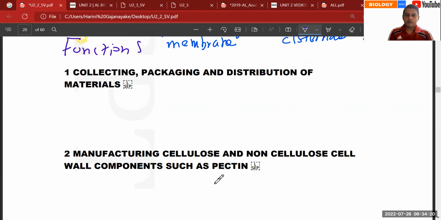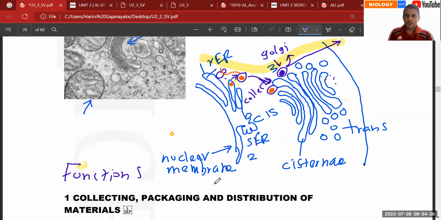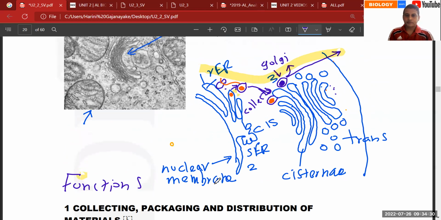Okay. We better finish everything within class, so I give a small time. You can write the Golgi and sketch this one. Okay. Meantime, there is a question.